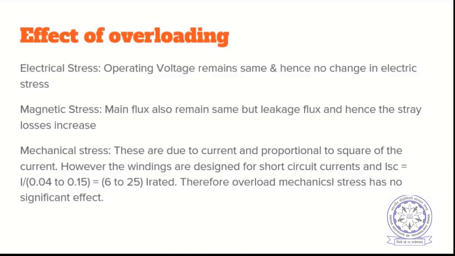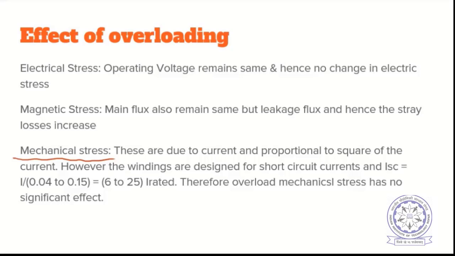And then comes the mechanical stress. Where do you think the mechanical stresses will be there in the transformer? How do they come into picture? Sir, it is between the windings, because when the current is flowing in the same direction, it causes opposing force.